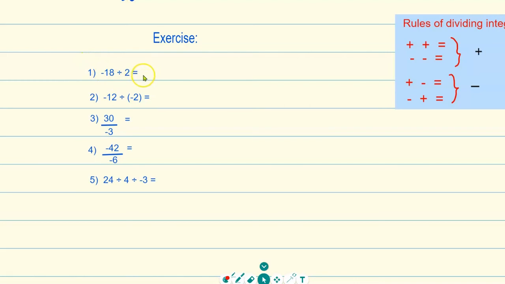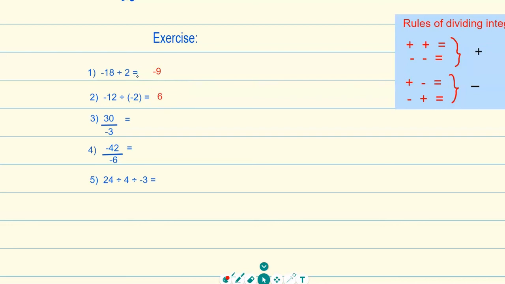And these are the answers. So for number 1, you're dividing 18 divided by 2. So that should give you negative 9 because they have different signs. Negative 12 divided by negative 2 should give you a positive answer, positive 6, because they're both negative.